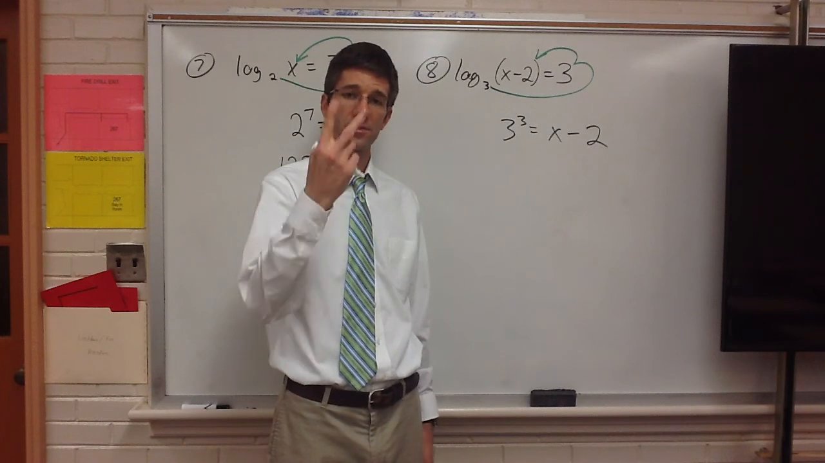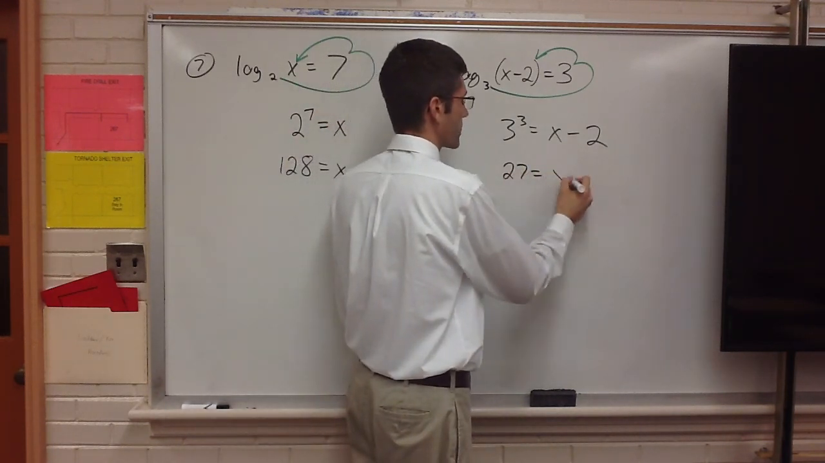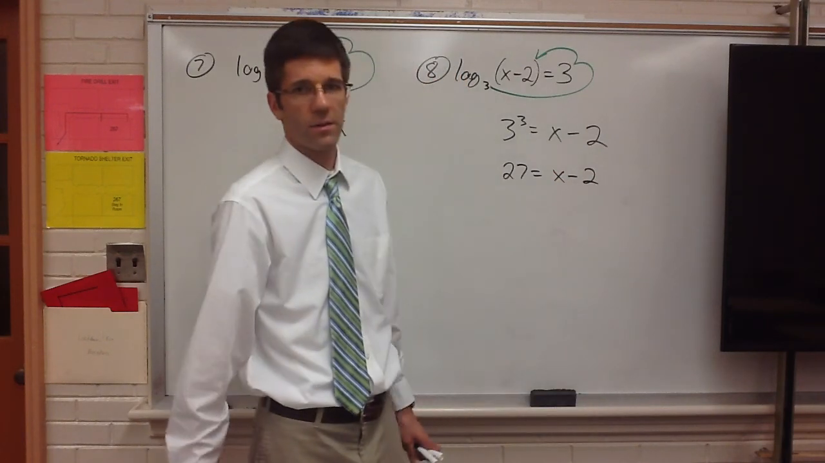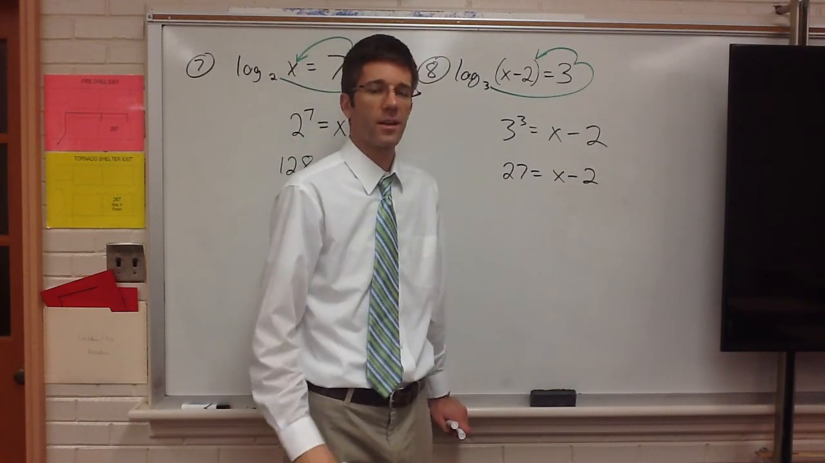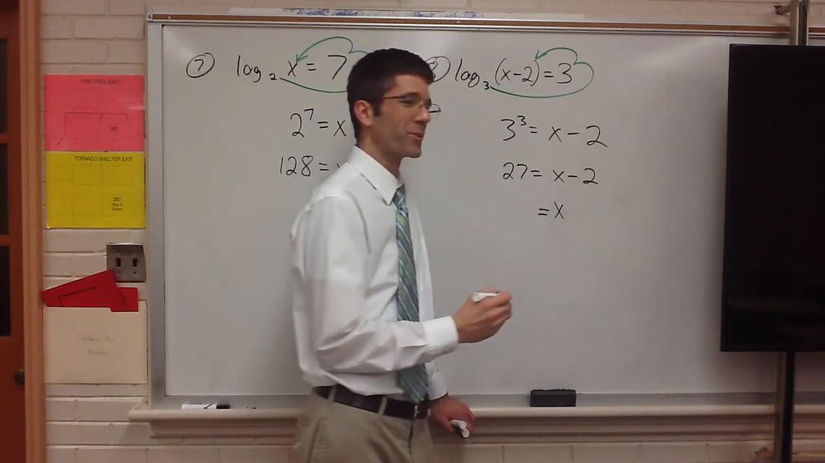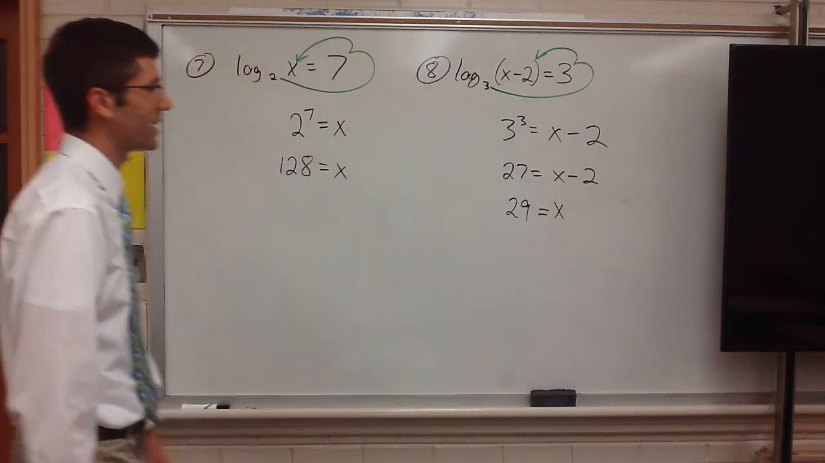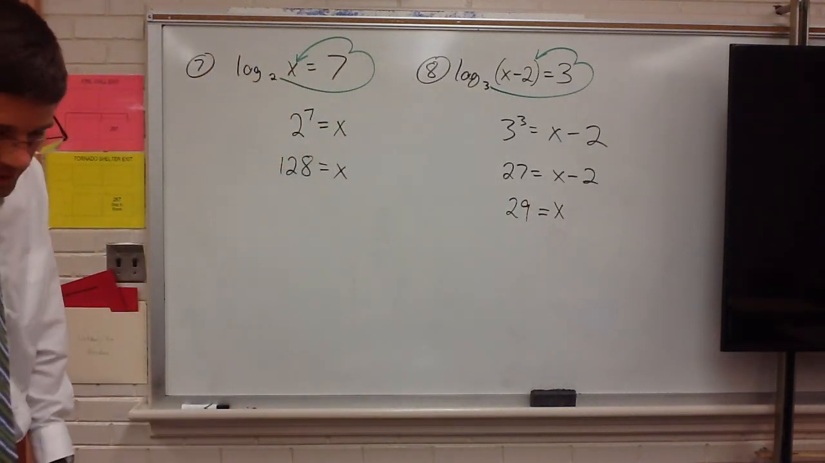3 times 3 is 9. Times 3 again is 27. 27 equals x minus 2. Don't grab your calculator on this one. If you just touched your calculator, I want you to smack your own hand. All around the room, people are going right now, 29. You add 2 to both sides. Okay, there's number 8. Here goes number 9.